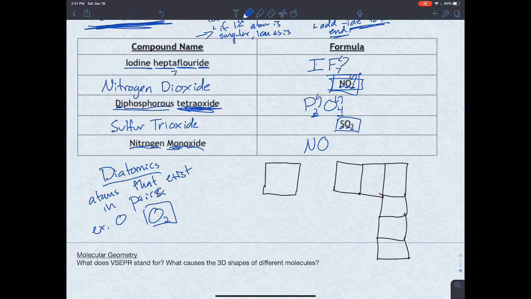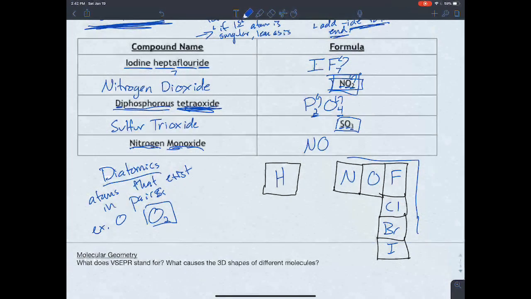There are 7 diatomic atoms, which create diatomic molecules. We have hydrogen out by itself, then we have nitrogen, oxygen, fluorine, chlorine, bromine, and iodine. On the periodic table, these 6 over here form a kind of 7, then you have hydrogen out on its own. Those are diatomics. All of these exist in nature in pairs so that they have full valence shells, forming either double or single bonds. So it's important to know that.